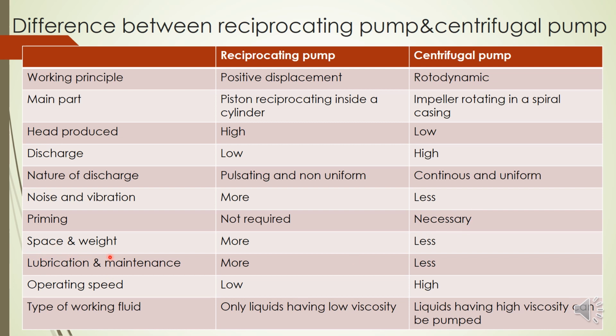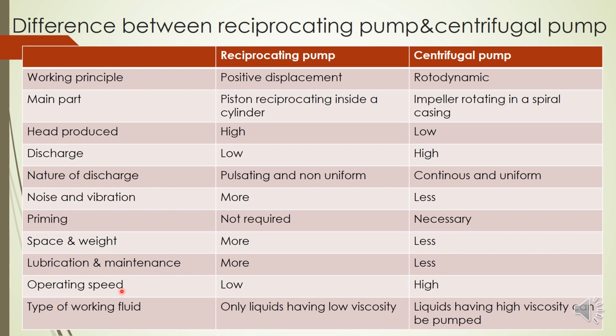Then space and weight. We know the reciprocating pump occupies more floor space because it has a lengthy piston, connecting rod, piston rod, etc. But centrifugal pump, this is the main advantage. It's a very small device. Space and weight is less. And lubrication and maintenance are also more for reciprocating pump, less for centrifugal pump, because vibration and noise are less. We don't have to lubricate more.